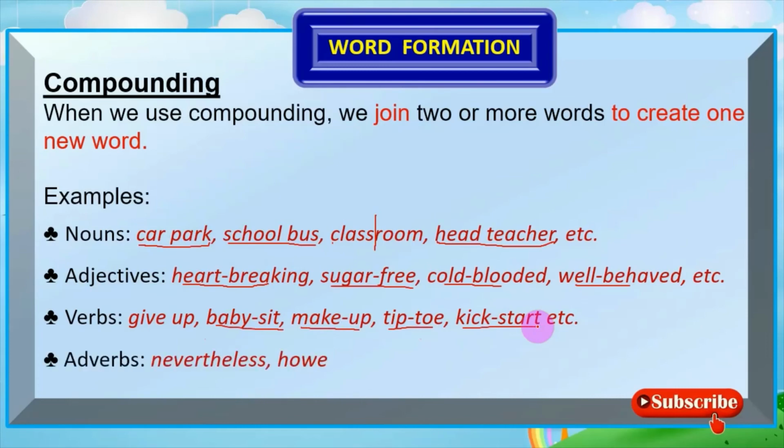Then the last one here is adverbs. For adverbs, I will do a breakdown. Here we have nevertheless: never, the, and less. So three words coming together to form one adverb. We have however: how and ever. So we have two words here coming together as one. We have sometimes, then we have furthermore. Basically, we have two or more words coming together to form one new word here.